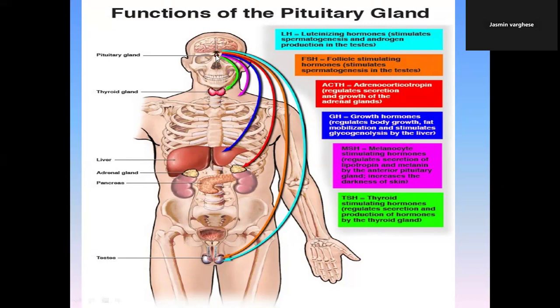In this image you can see it is present behind the bridge of the nose, inside the brain, and it is controlling a lot of things in the body, especially the hormonal secretions. Here you can see which hormones are controlled by the pituitary gland.